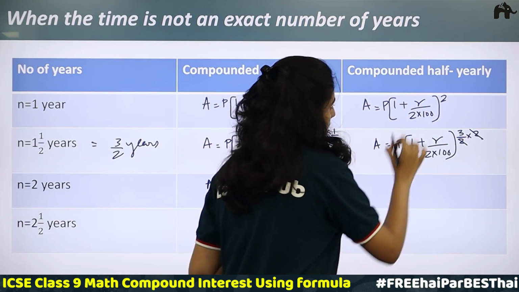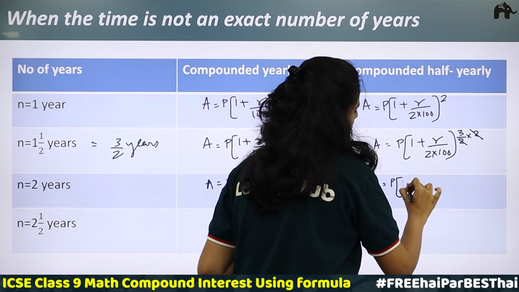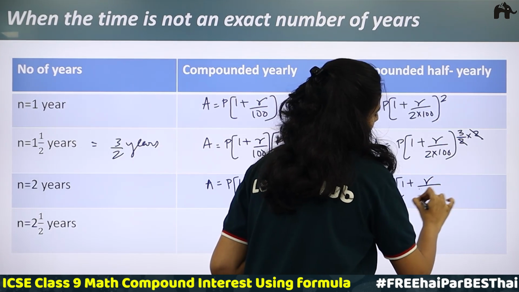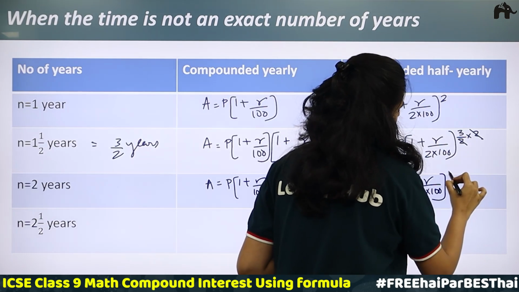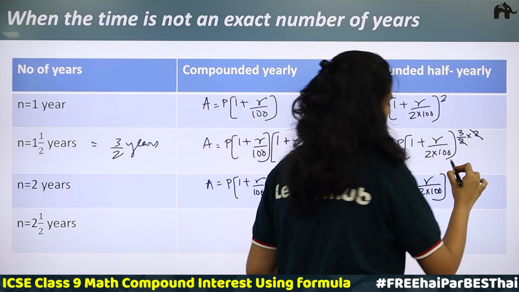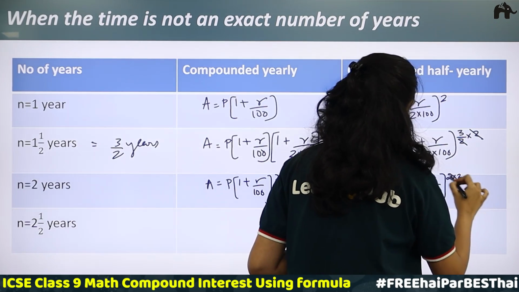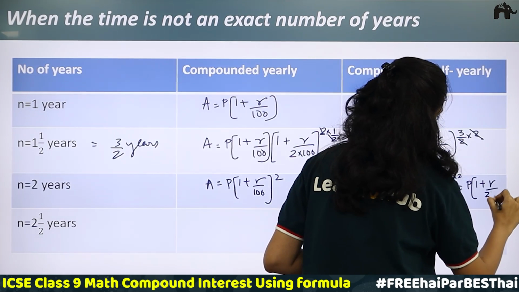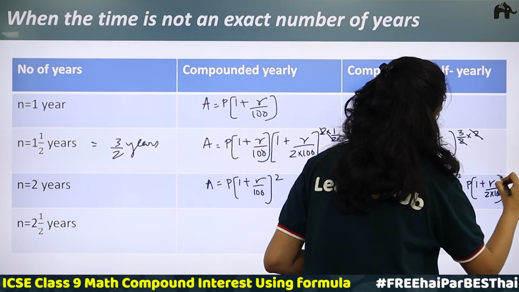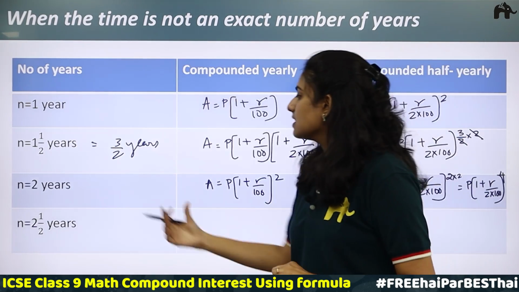What about compounded half yearly? A is equal to P into 1 plus R by 2 into 100 whole raised to n into 2. That is, here the n value is 2 into 2, which is equal to 4. Therefore, P into 1 plus R by 2 into 100 whole raised to 4. Okay.